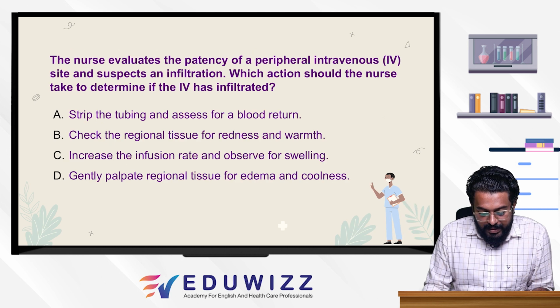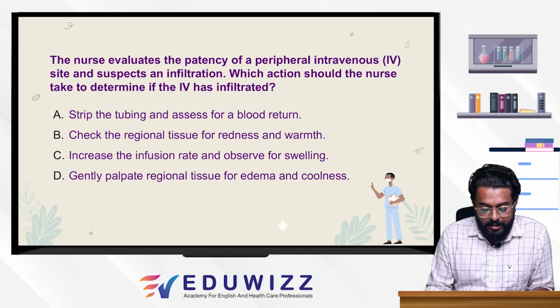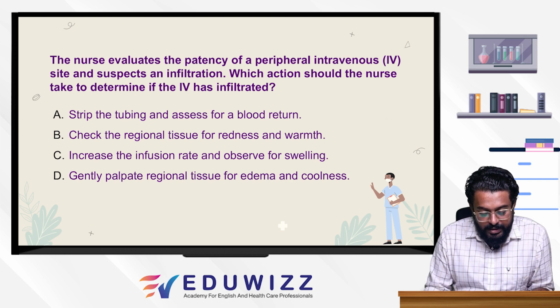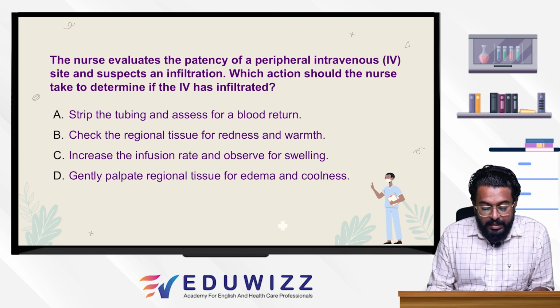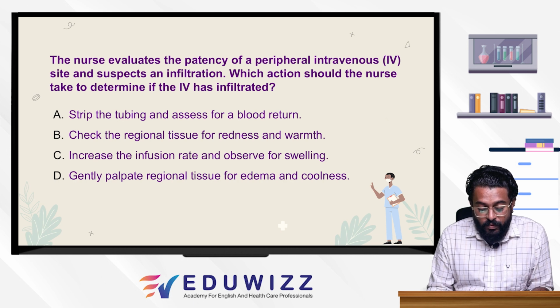Nurse evaluates the patency of a peripheral intravenous site and suspects infiltration. Which action should the nurse take to determine the IV has infiltrated? A, strip the tubing and assess for a blood return. B, check the regional tissue for redness and warmth. C, increase the infusion rate and observe for swelling. D, gently palpate the regional tissue for edema and coolness.